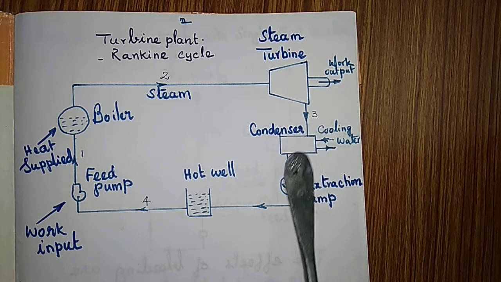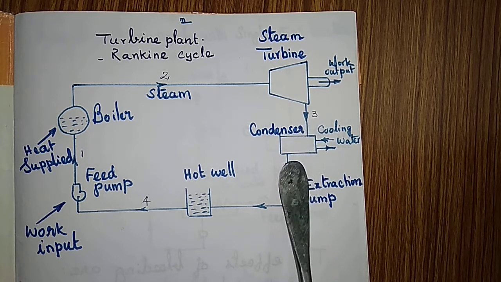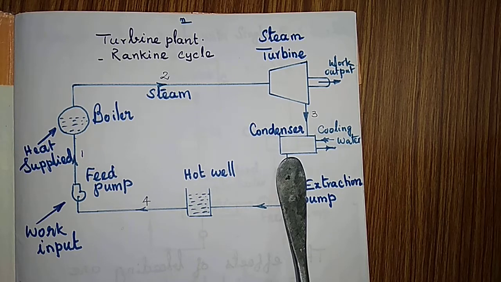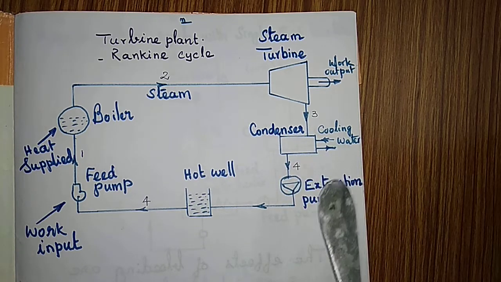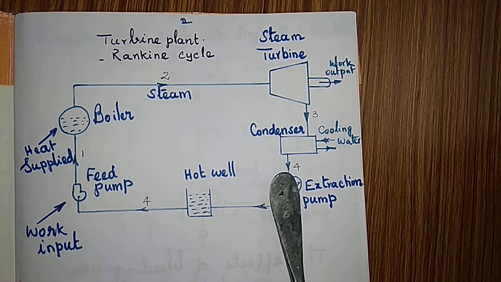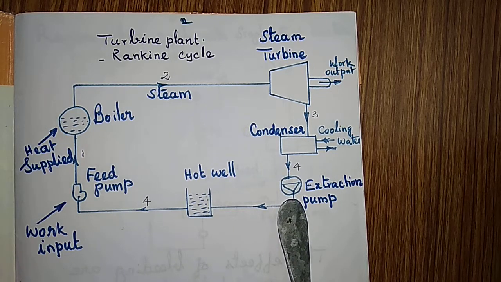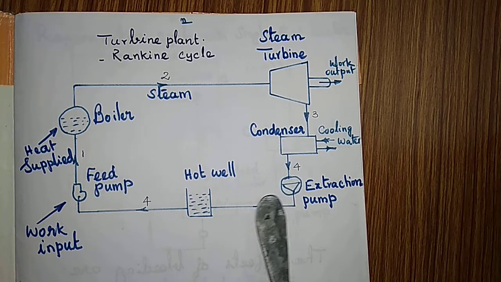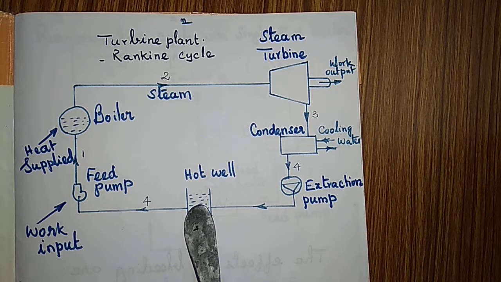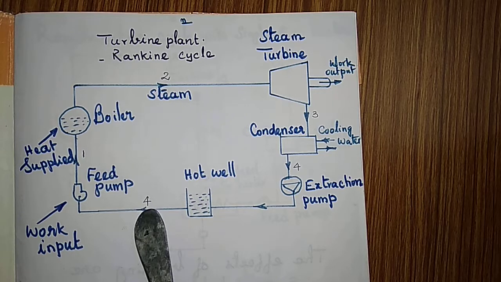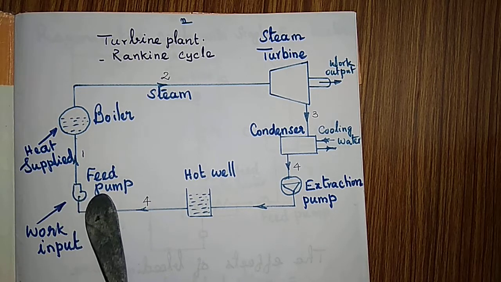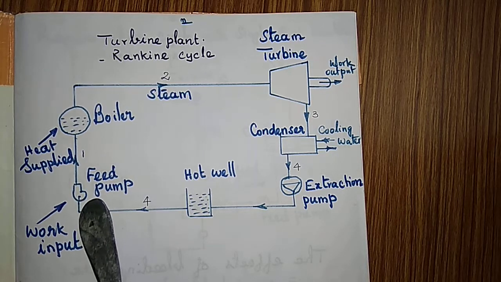Here from 3 to 4 it is the condensation process. Here also it is condensed at constant temperature, and from 4 through the extraction pump the condensate is taken to the hot well, and from the hot well it is pumped into the boiler using a feed pump located here.